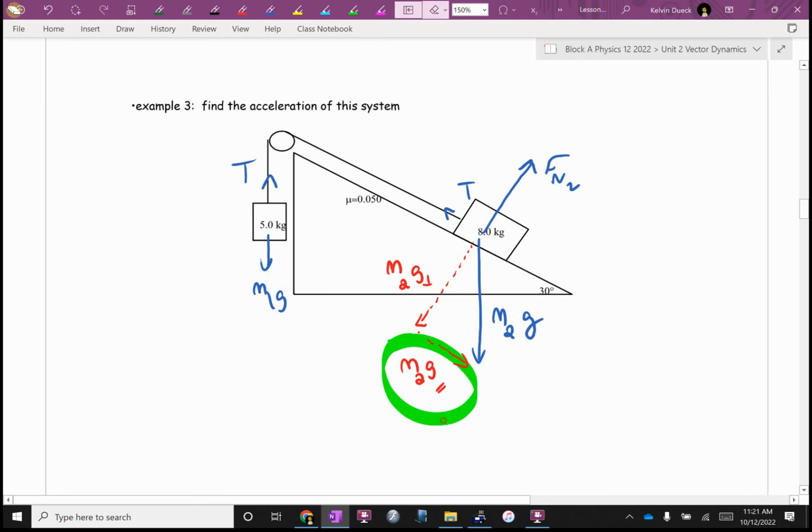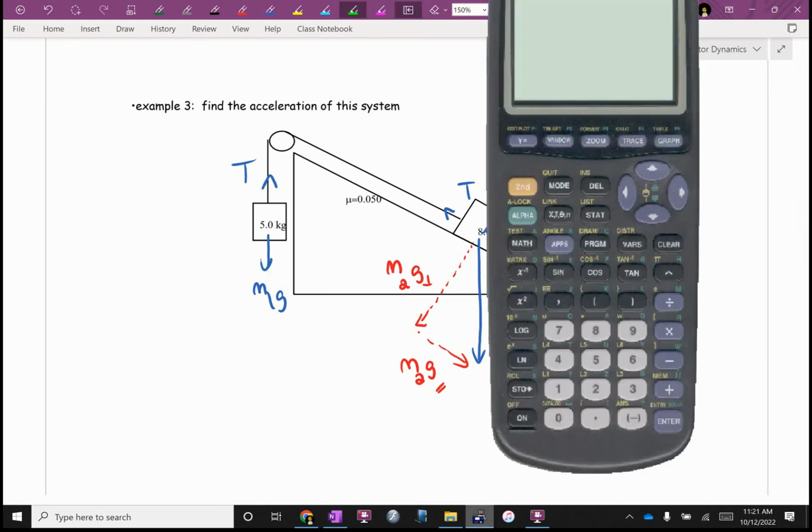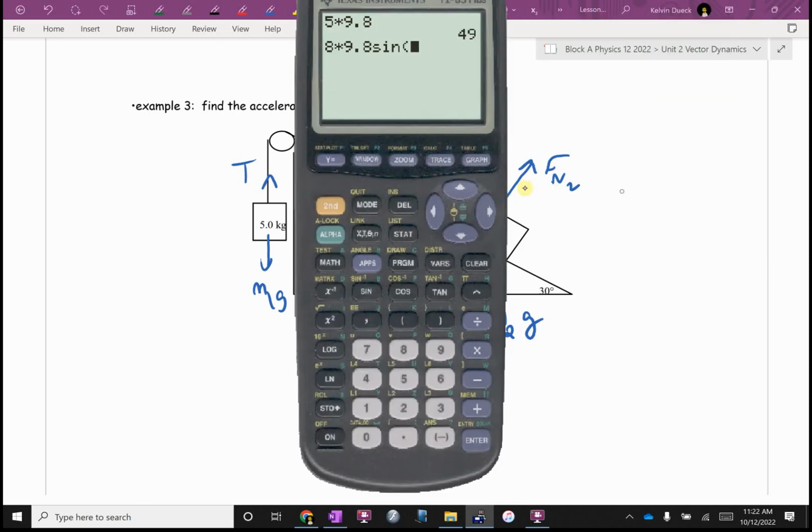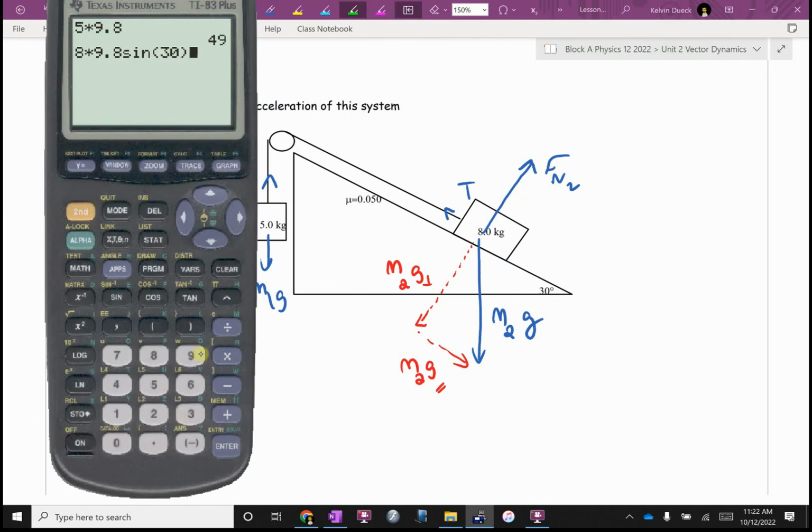So on your calculator, can you quickly crunch M1G? 5 times 9.8? What do you get? 49? And then quickly crunch M2G parallel, M2G two lines, M2G sine. 8 times 9.8 sine, how big is angle theta? 30. And I get 39.2? Which force is bigger? M1G or the M2G parallel?